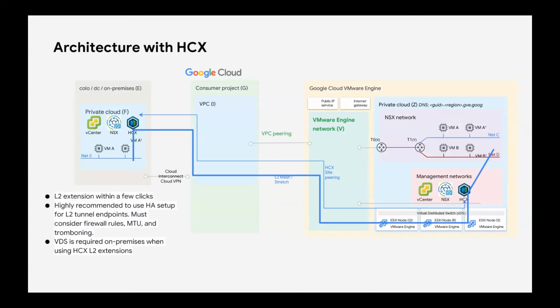This slide depicts a high-level architecture of using HCX for migration. HCX establishes a secure tunnel between the on-premises environment and Google Cloud VMware Engine. For network extension, we recommend using a high availability setup for network extension appliances. Other important considerations, such as opening the required firewall ports, setting the correct MTU, and understanding traffic tromboning, must be taken into consideration during design and deployment.